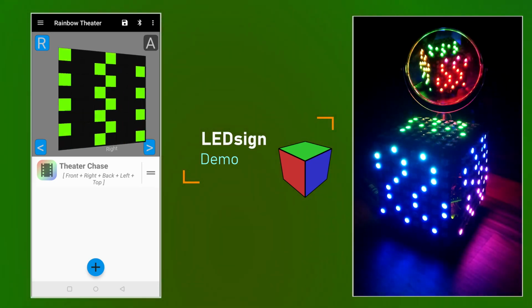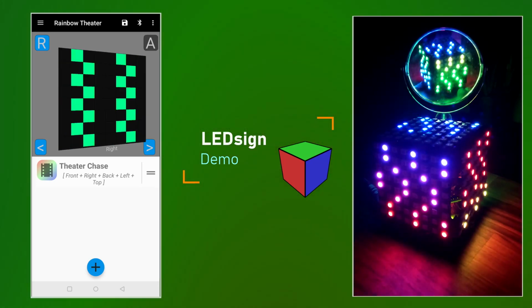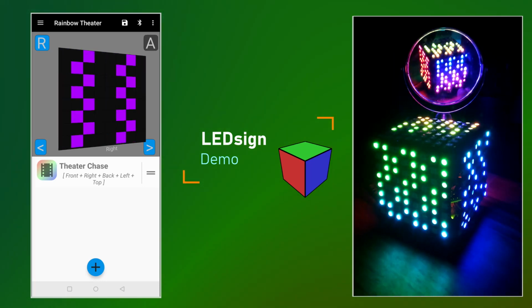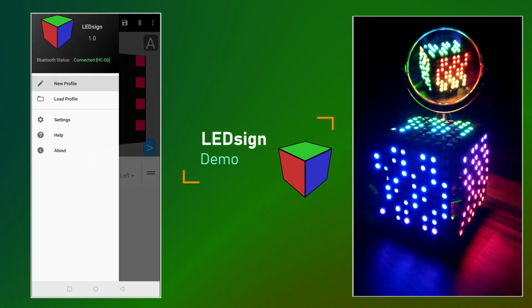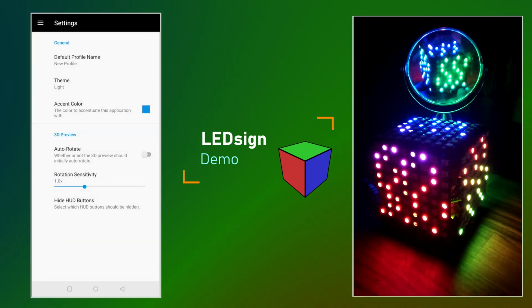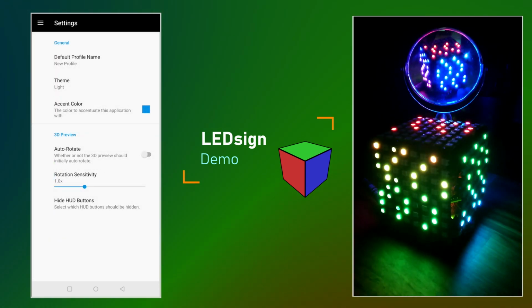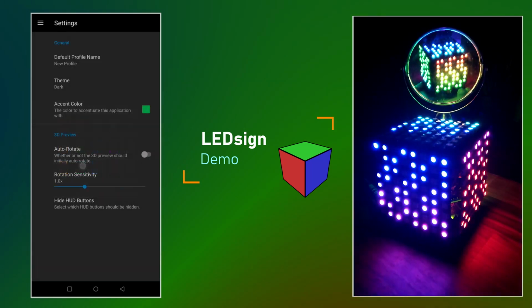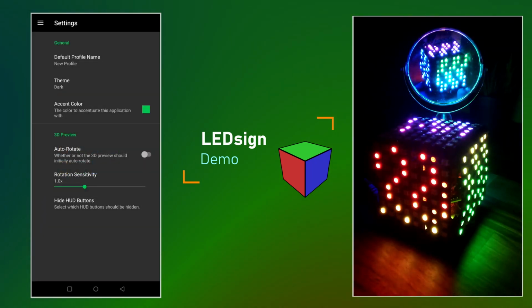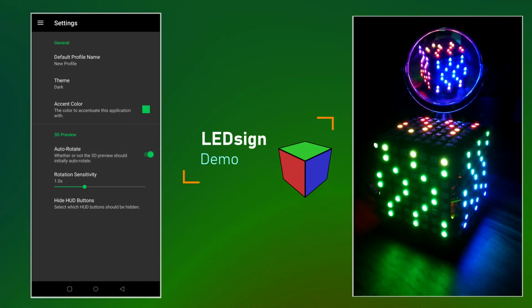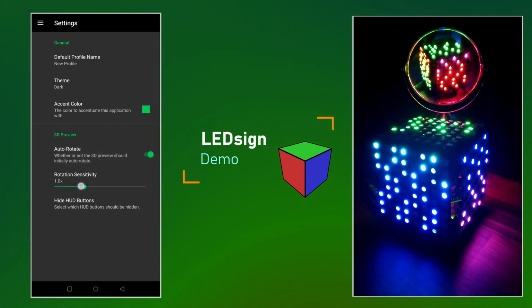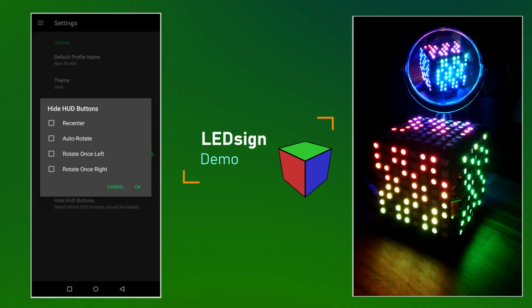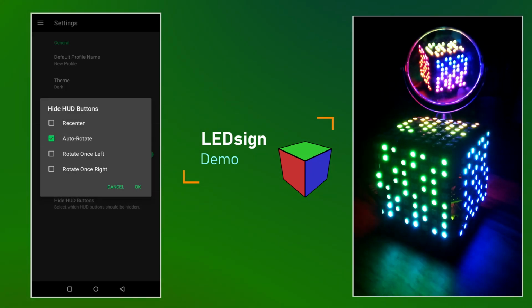Now LEDsign is also a typical Android application in the sense that it has certain common Android features. So for example, if we go back to the navigation drawer, we can tap on settings. We could change certain settings preferences. For example, we could change the theme of the app to dark, the accent color. We can also set the cube to rotate by itself. Perhaps we want it to rotate at a slower pace, so we'll reduce the sensitivity. And since we're auto-rotating it, we don't need the auto-rotate button.